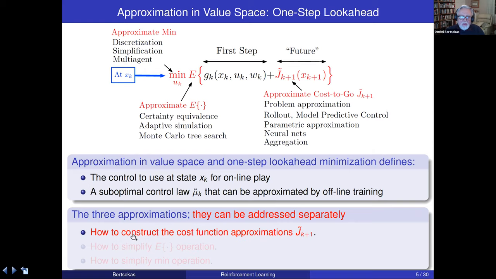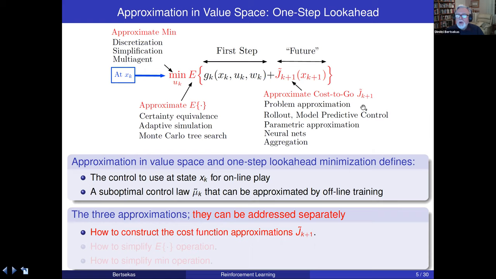The first approximation is how to construct the J tilde functions. And there are several methods that we can use. One possibility is problem approximation. Instead of J star, use the J star of another problem, a simpler problem for which we can compute exactly its optimal cost function, and we can use it as an approximation, J tilde, for the more difficult problem that we have at hand.